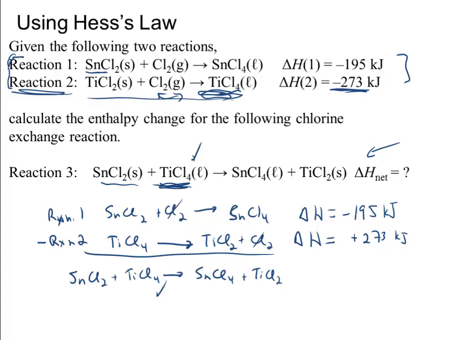And we did that by finding a way to combine these reactions to get that. And delta H for the reaction that we want will be the sum of these two: minus 195 plus 273 kilojoules. So that's how Hess's law is used if you know a particular set of reactions that you can use.